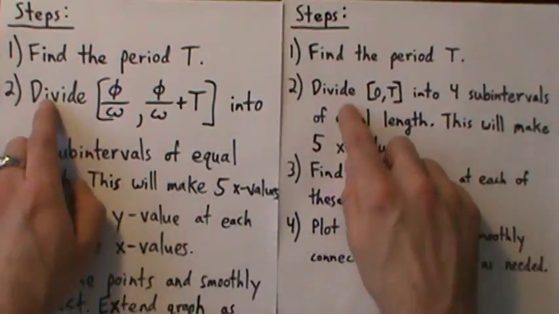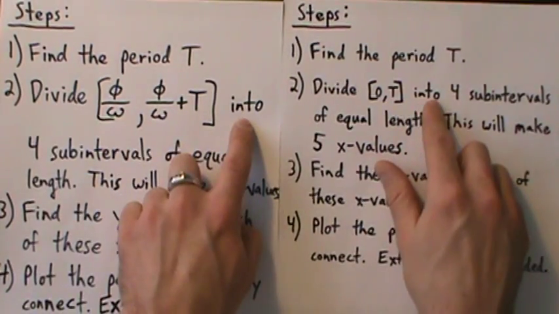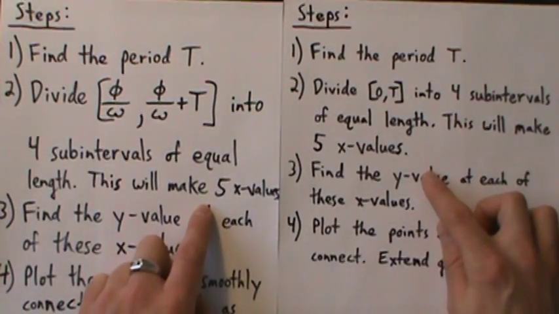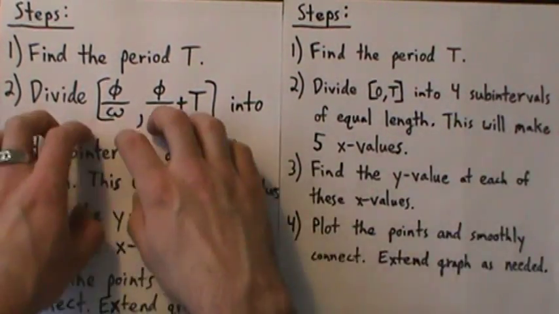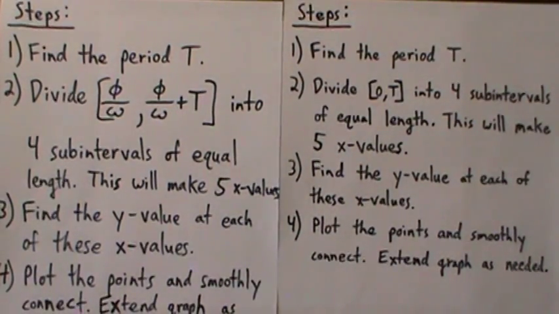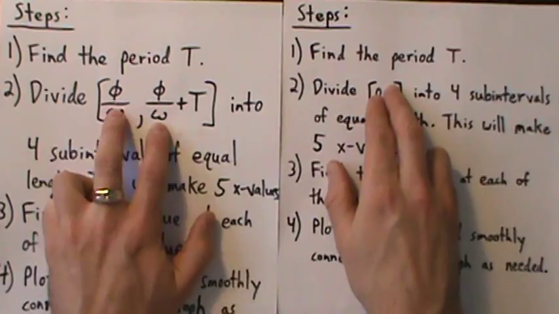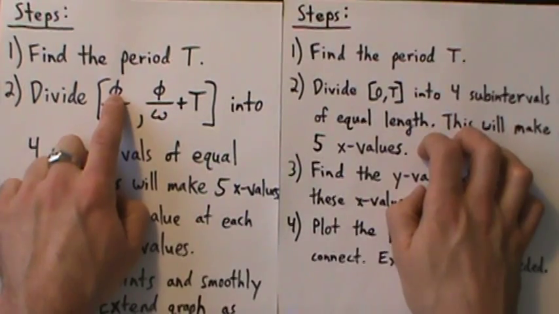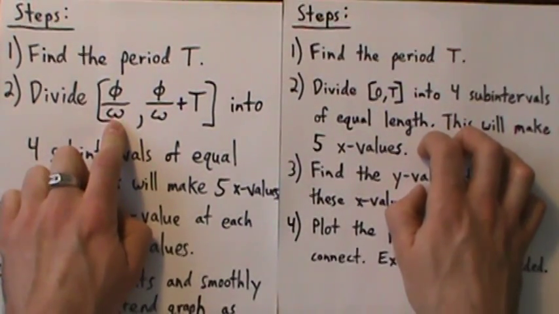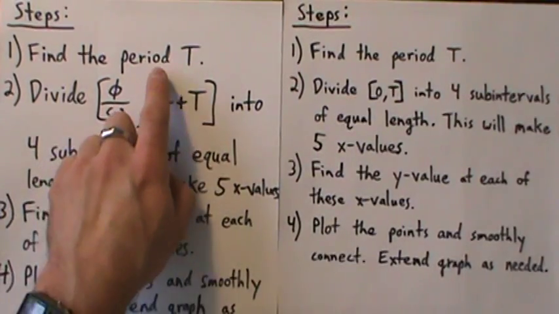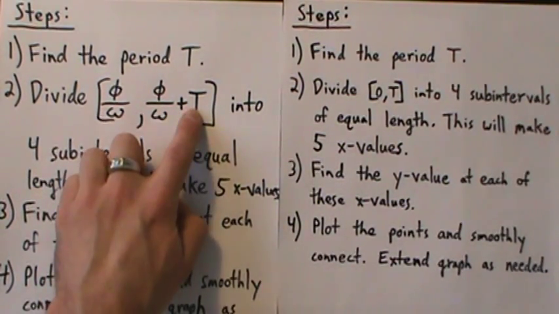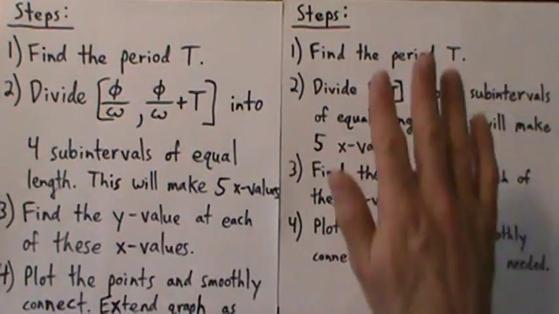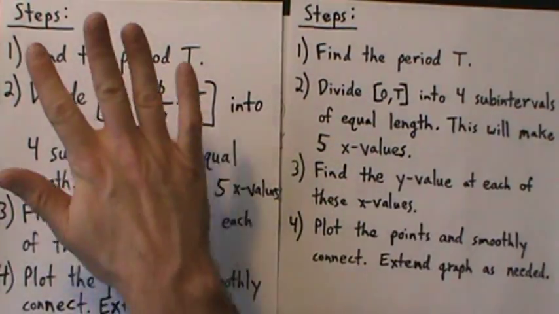Step 2, what's different? Divide the interval into 4 subintervals of equal length, and then this will make 5 x values. So what we actually see is that these steps, whether we have a phase shift or no phase shift, are exactly the same. The only thing that's different is this interval here. But actually, even the interval is the same, because if you have no phase shift, that means phi is 0, which means phi over omega is 0, which means this becomes 0 comma 0 plus T. Well, 0 plus T is just T, so this becomes 0 to T. If you have no phase shift, this is 0 to T. So actually the no phase shift case is just a special case of the phase shift case.